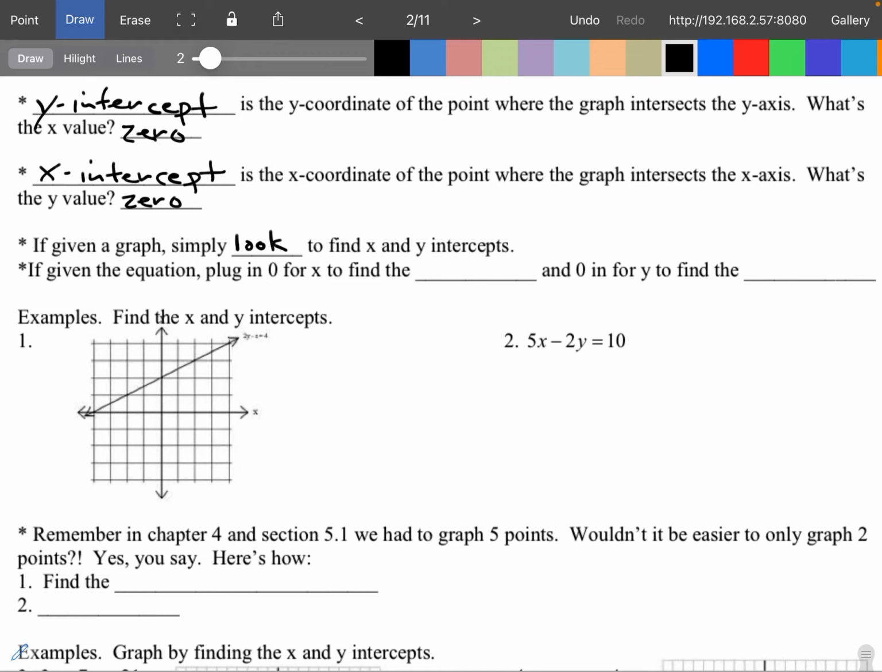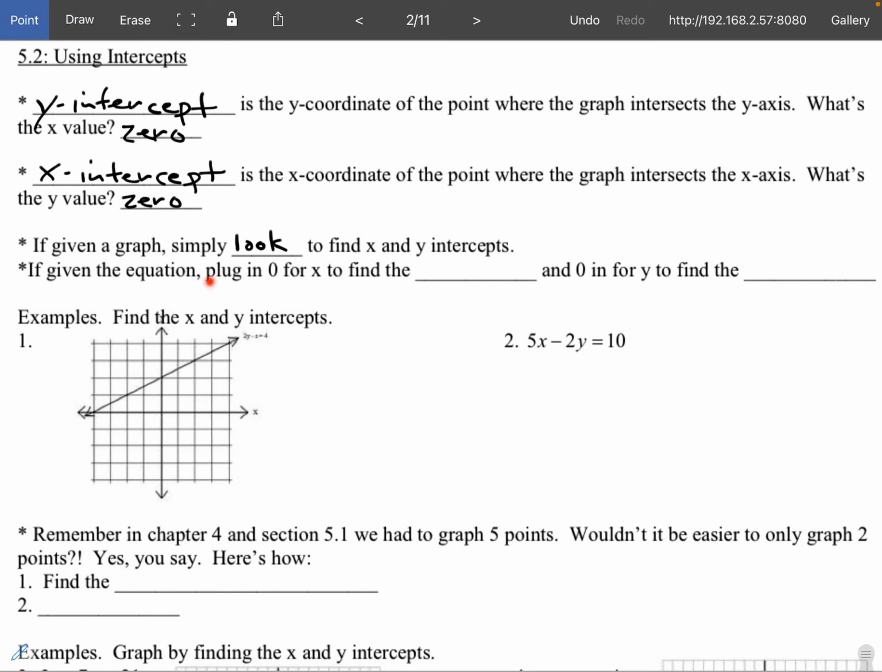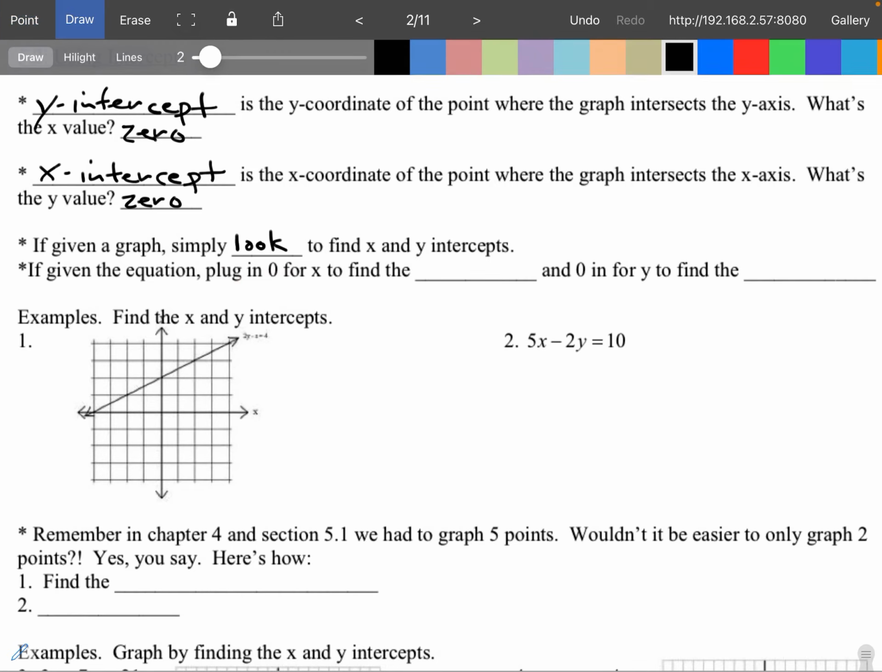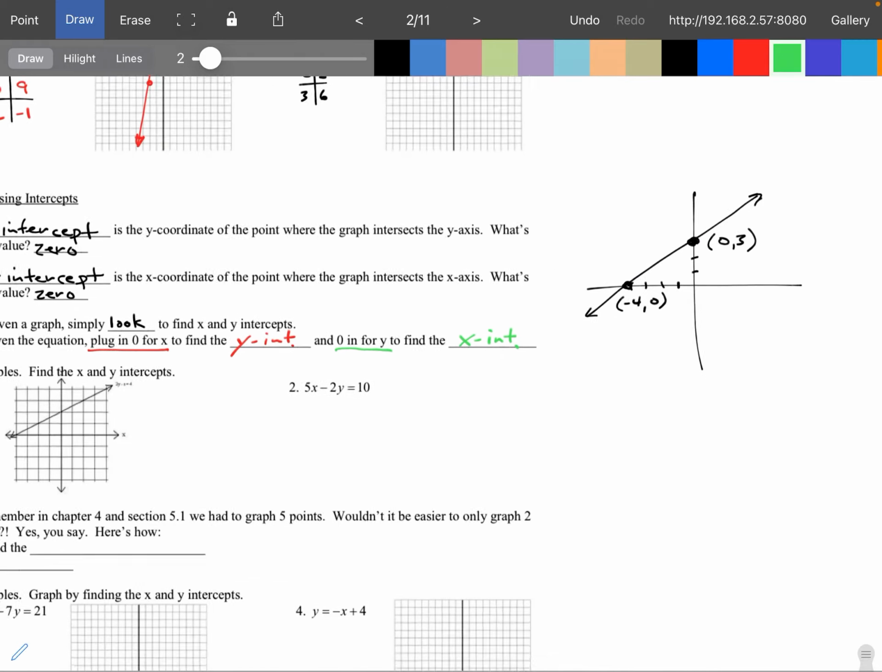All right, and then let's look at examples 1 and 2. The first blank says, if you're given the graph, well, simply look at the graph to find the x and y intercepts. So I'm going to put the word look in here. And then the next statement, this is what you really do when you do the problems. If you plug in 0 for x, here, I'll underline that for you guys, you will find the y-intercept.